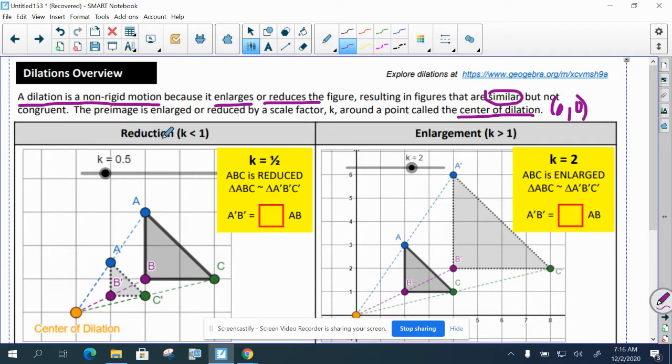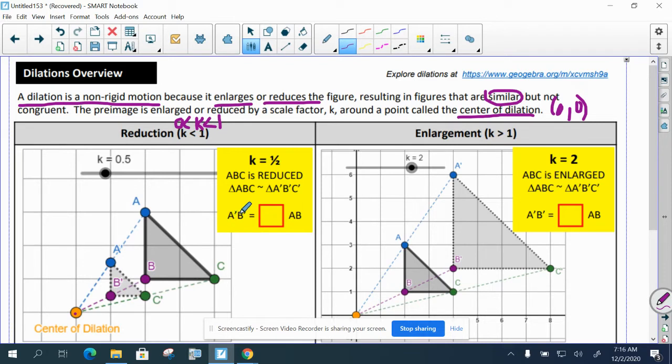So here, if the scale factor is less than 1, scale factor can't be negative, but if it's between 0 and 1, so a fraction or decimal between 0 and 1, then it is a reduction. It gets smaller. So here you've got triangle ABC and triangle A prime B prime C prime is the dilation. So your scale factor here is 1/2, and this is the center of dilation. So each point got half as small.